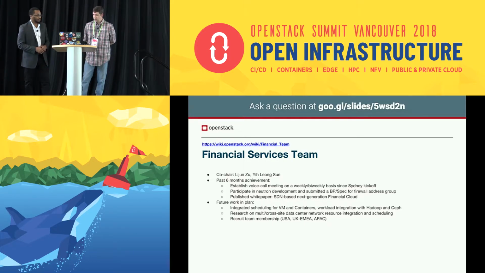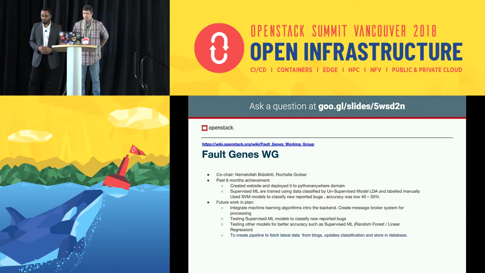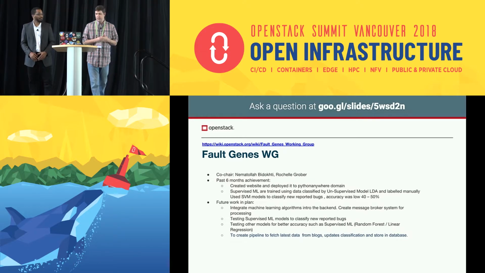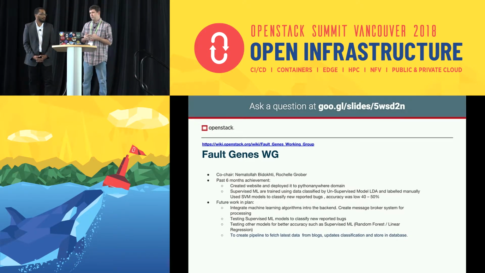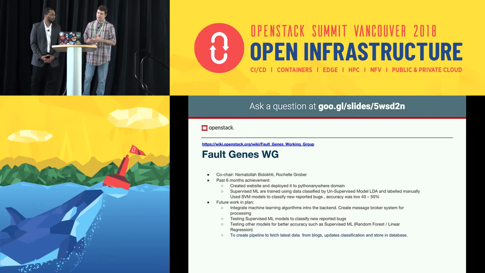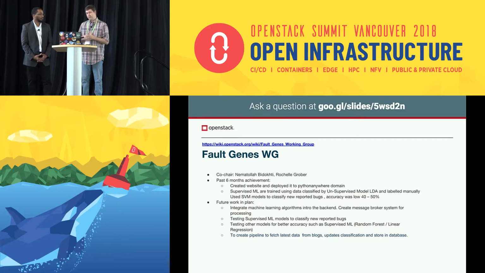Yep. Cool. So another pretty active working group in the user space is the Fault Genes working group. They're looking at how they can eventually use AI and some machine learning to analyze faults and issues coming out of OpenStack software. A lot of their focus right now is around better logging and collection of the raw data to begin with. If you're interested in being a part of that, I would definitely recommend reaching out to Nimatola or Rochelle. They've both been very active in a lot of different user activities for a while. They run a really good group.